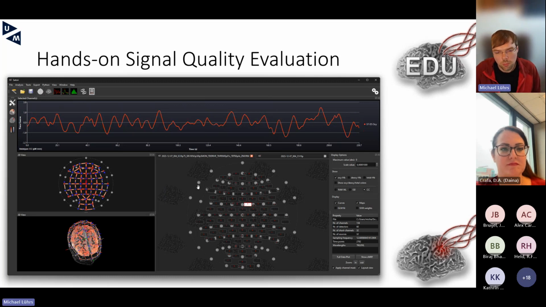So just a take-home message here: just because the channel rejection tells you to not include this channel in your analysis, it's not always the case that the default value that you've used applies to your data set. It might be that you first have to figure out for your data set which is the optimal cutoff value to really reject a certain channel.